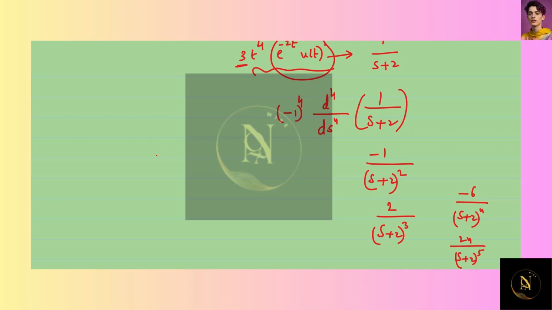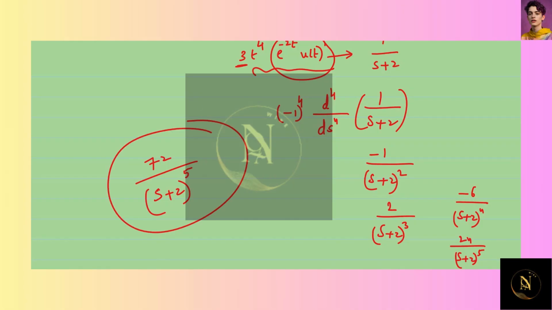Now multiply finally with 3. So the answer is 72 divided by s plus 2 whole to the power of 5. So this is the answer for this question.